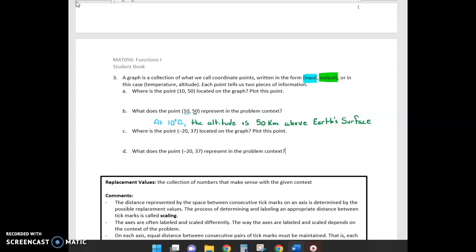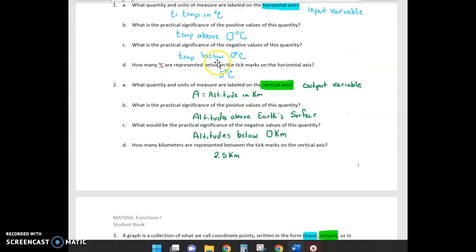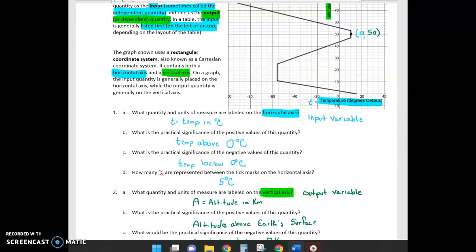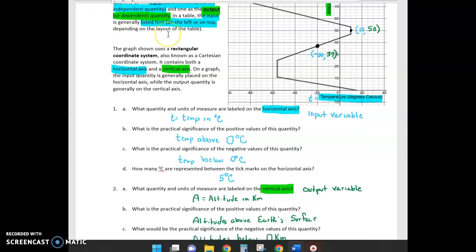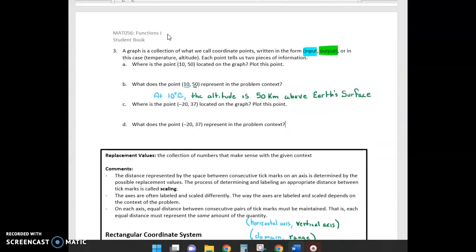For letter C, negative 20 and 37. So negative 20. So this time, for the negative 20, we're going to go to the left to negative 20. And then 37 is going to be our point right there. And so again, we went to the left 20, so that's negative 20. And then we went up to 37. And so this meaning is at 20 degrees Celsius below zero, the altitude is 37 kilometers above Earth's surface.